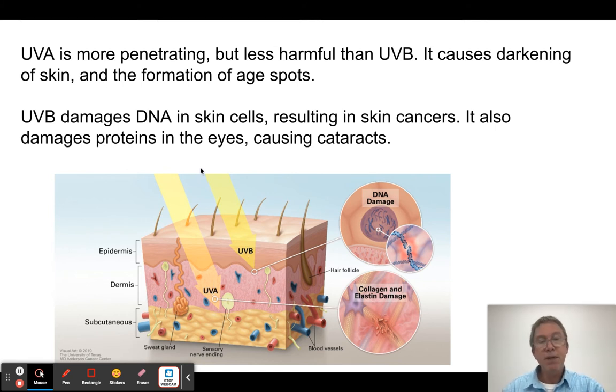But UVB light is more energetic, and when it hits your skin, it has a tendency to ionize molecules, turn them into things called free radicals. And these free radicals then damage DNA. And when you damage DNA and it goes to repair itself, that's when you get these mistranscriptions that then eventually lead to cancer.